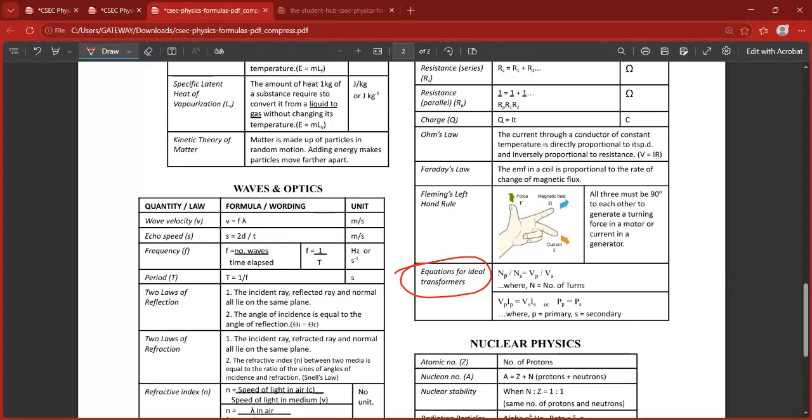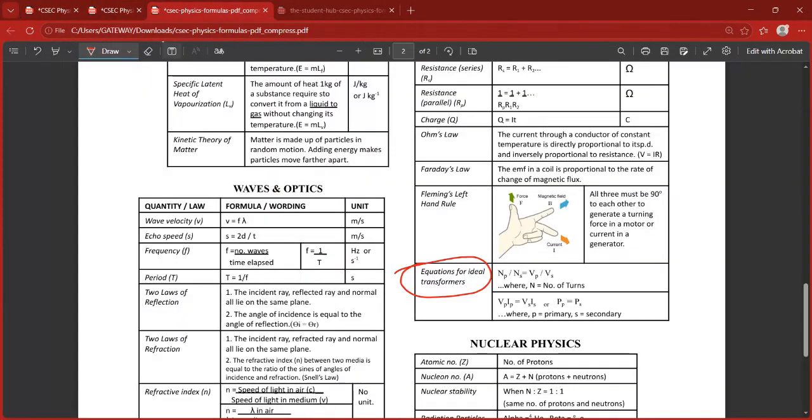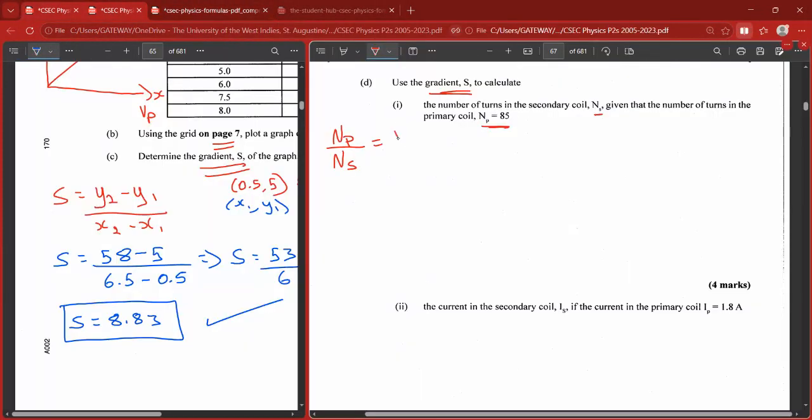So you have NP slash NS, that means NP divided by NS is equal to VP slash VS, that is VP divided by VS. So we're going to put that NP all over NS would be equal to VP over VS. What you're trying to solve for there now is the secondary NS.